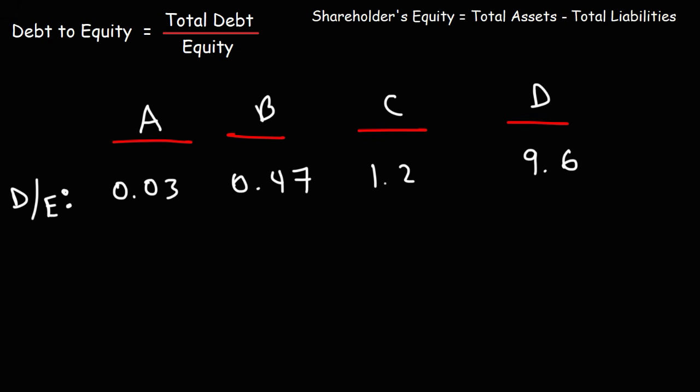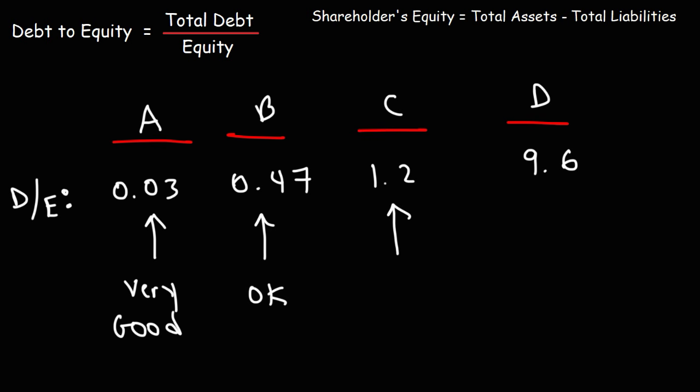Now for company A, the debt to equity ratio is very, very low. So this is very good. Now for company B, 0.47, that's okay. It's not bad. That's an okay company.